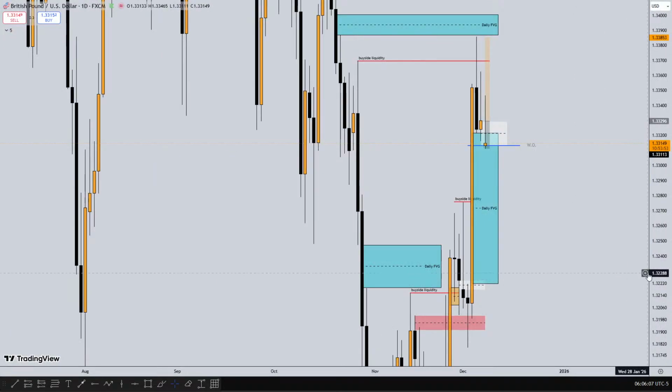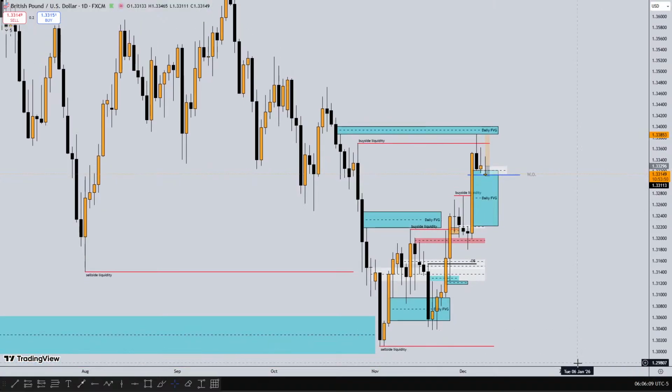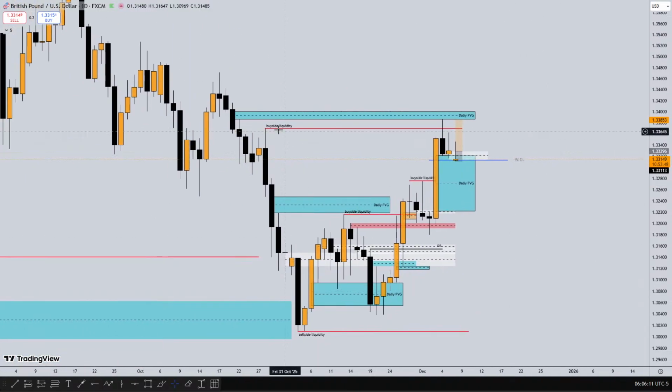On the daily time frame for GBP USD, last week price took out this buy side liquidity before the retracement to the daily fair value gap. And on Monday, price respected the daily fair value gap and did a shift in structure. That led to the buy, which I took, which was already close to my stop loss. Once I get to the 1 hour time frame, I will explain more on it.